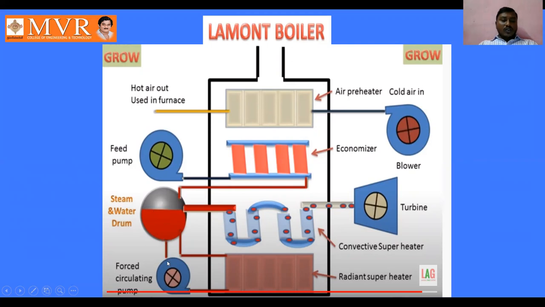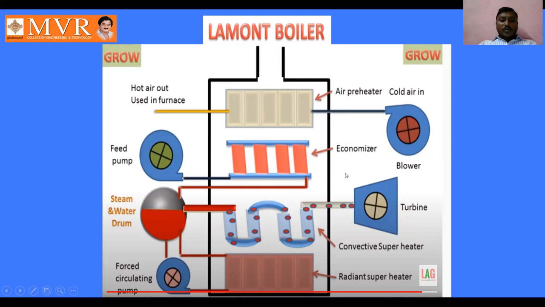And the water is going to enter the forced circulation pump. By using this pump, the water is going to enter the Lamont boiler. Here the water is going to be converted into vapor. And the vapor enters again into the steam and water drum. And from the steam and water drum, it is going to enter the convective superheater for converting the steam into fully vaporized form. And it is going to enter the turbine for power generation.